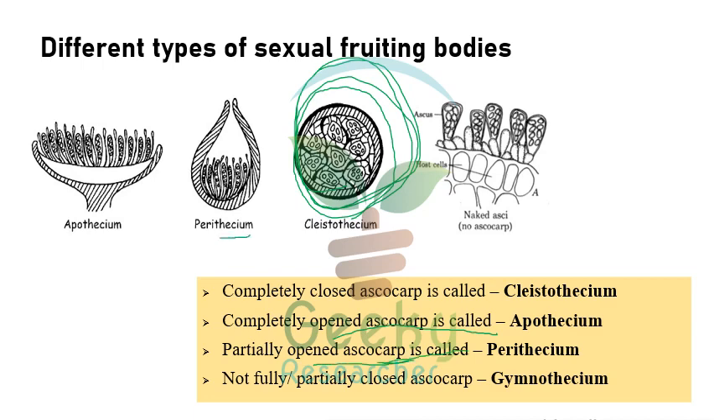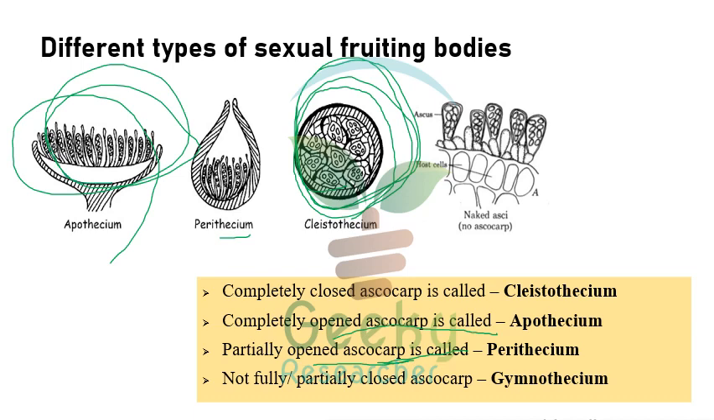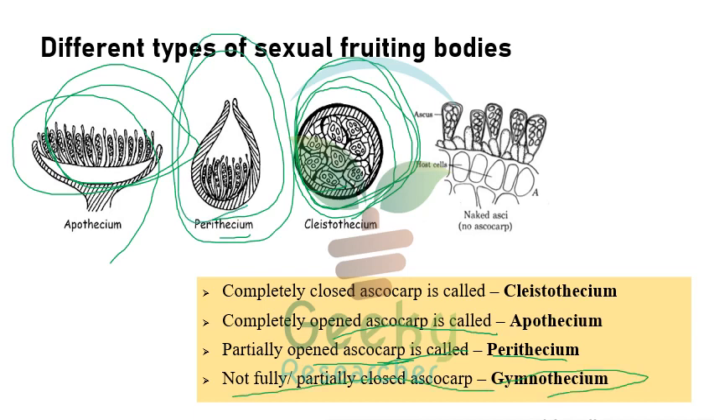We can see a completely opened ascocarp here, whereas a partially opened ascocarp is called Perithecium. Not fully or partially closed ascocarp is called Gymnothecium, or we can also say naked ascus type. So let me tell you, if it is a completely closed ascocarp, it is called Cleistothecium.